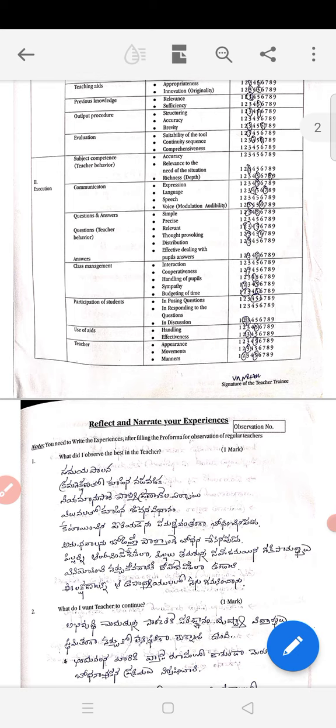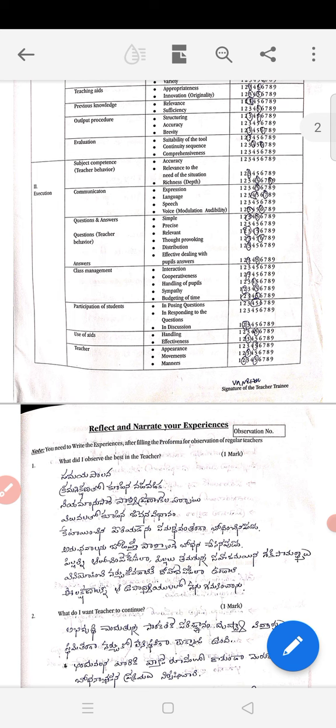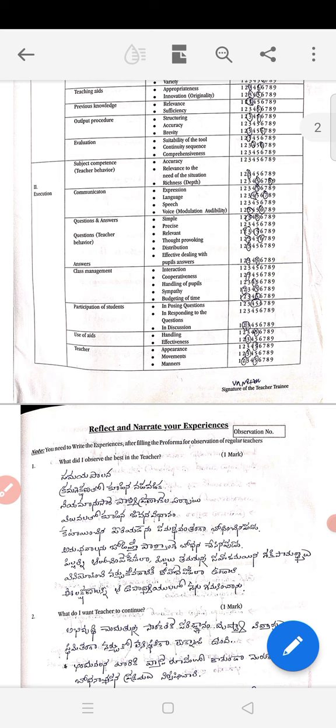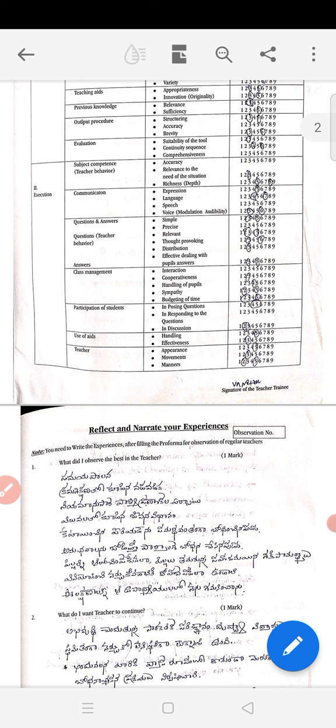And next, the last one in the second step, teacher. What is the physical appearance of the teacher, movement, how the teacher is moving in the classroom, and what are the mannerisms of the teacher in the classroom. By concentrating on these areas you are going to give a rating for each and every area, appearance, movement, manners, 1 to 9. So this is the end of observation.